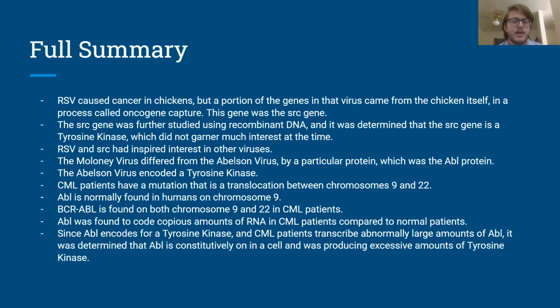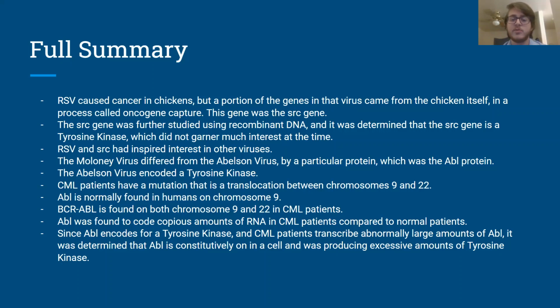And then later, the research on RSV and SRC inspired interest in other viruses, and the Moloney virus gave rise to the Abelson virus, and there was a particular protein called the ABL protein, the same thing as the SRC protein. The ABL protein was a tyrosine kinase. It came from the mice, just like the SRC came from the chicken. Both were tyrosine kinases, and both caused cancer. And then they later found, okay, let's connect this to humans.